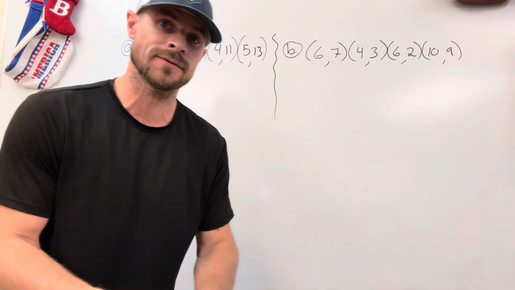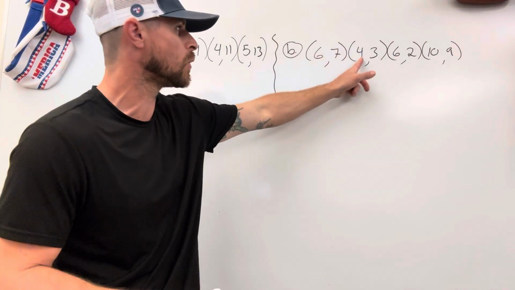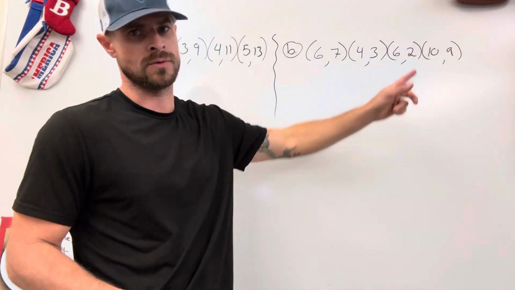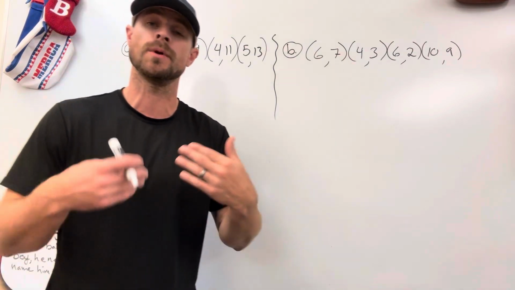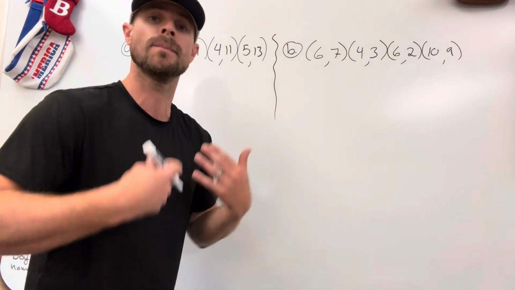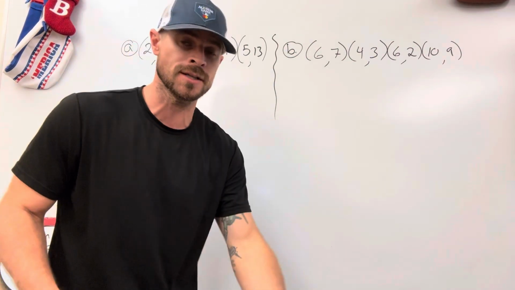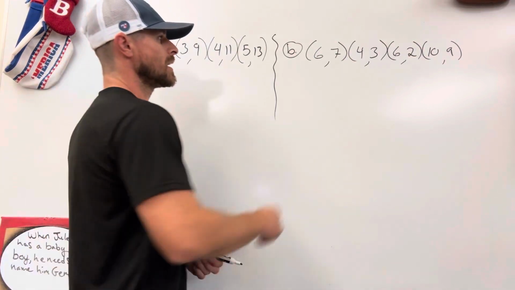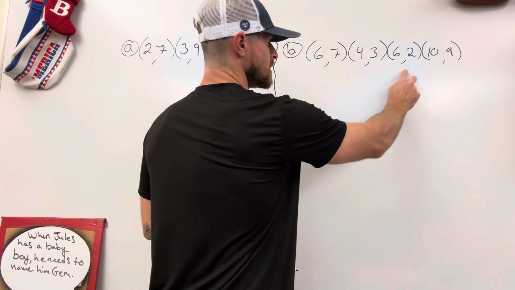Best way to do it with a list of ordered pairs is just simply look at those X values. I got a 6, I got a 4, I got a 6. Ooh. Remember when we were talking about tables, when we were talking about mapping diagrams, we were looking for repeated X values. It's all about the X value. Does that X value repeat more than one time? If it does, and it produces different outputs, not a function. So right here, I got 6 producing a 7, but over here, I also have a 6 producing a 2.